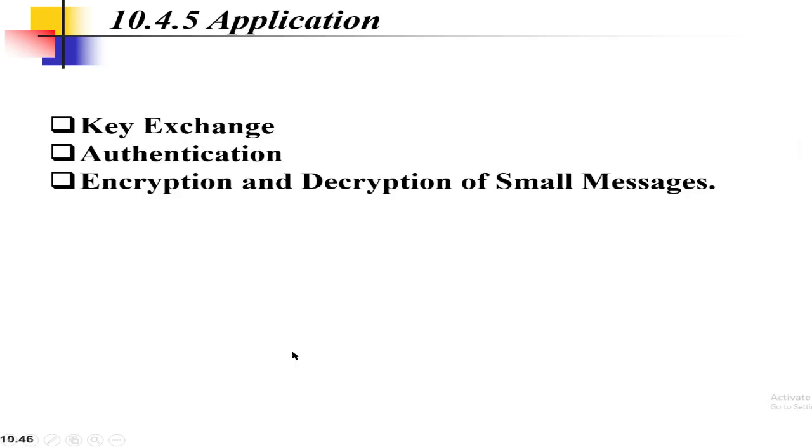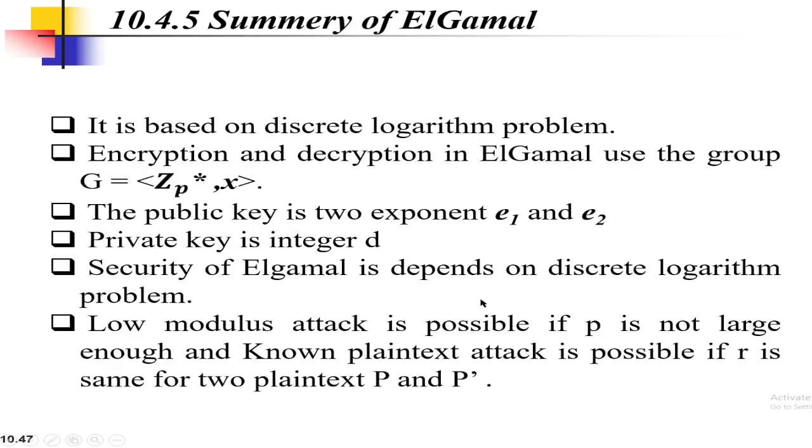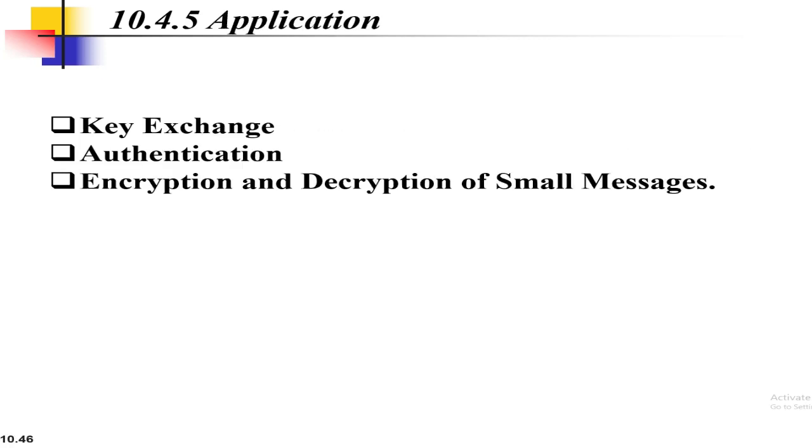So now come to the application. ElGamal can be used whenever RSA can be used. It is used for key exchange algorithms and authentication, and for encryption and decryption of small messages. Okay, so this is all about the ElGamal cryptosystem.